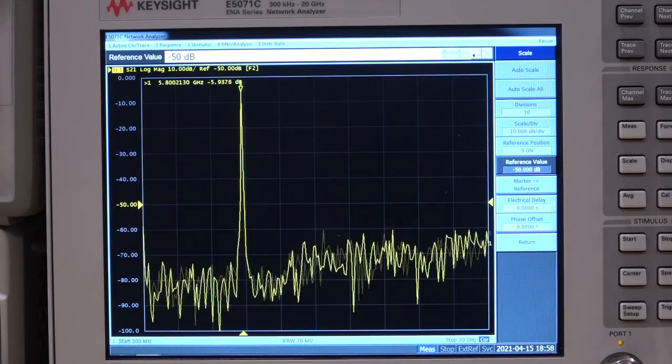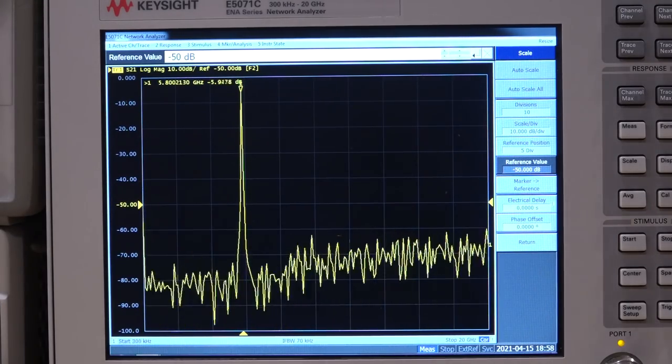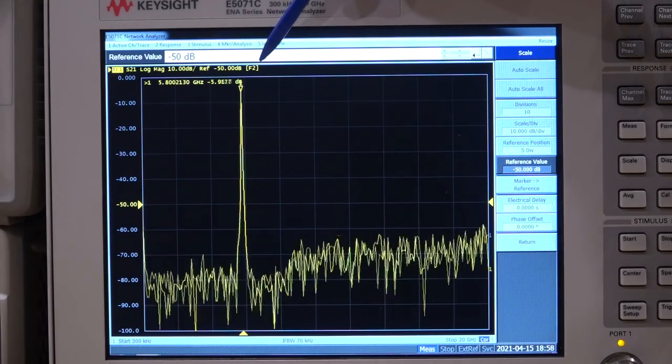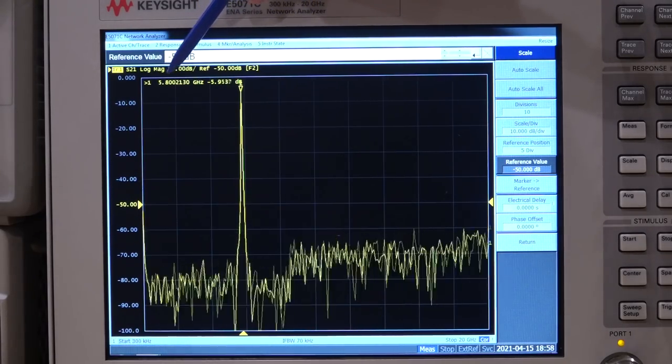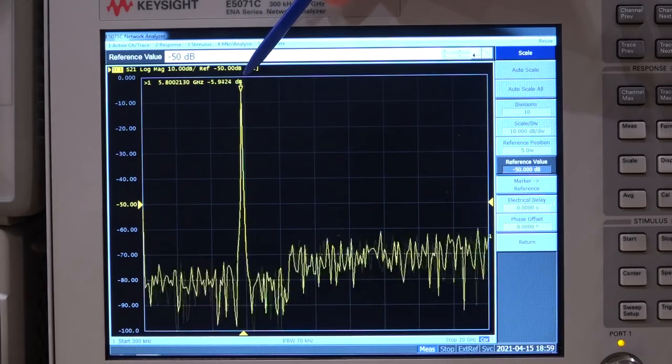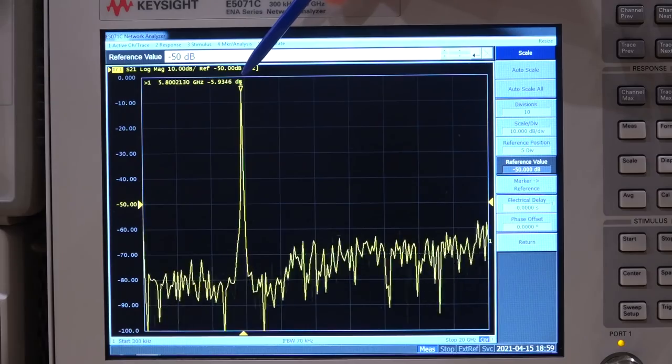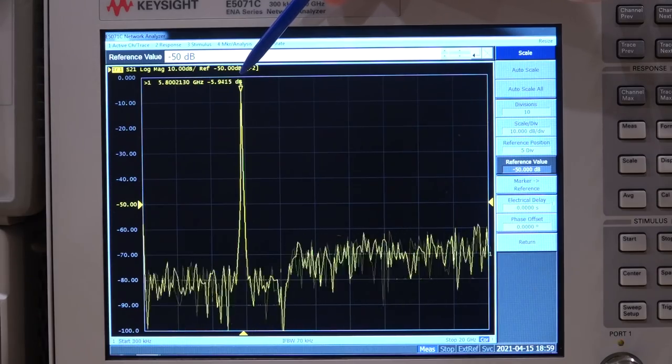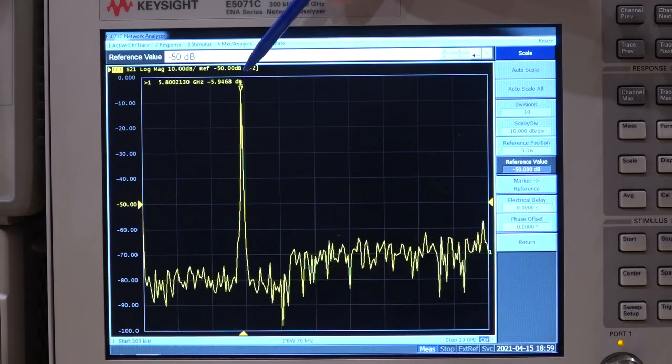All right, so here we go. The YIG is set at around 5.76 GHz right now. And if you look at this cursor over here, it is indeed sitting at around 5.8 GHz and is reporting an S21 of minus 6 dB roughly. This is true. This particular YIG filter does have an insertion loss of about 6 dB across the band.